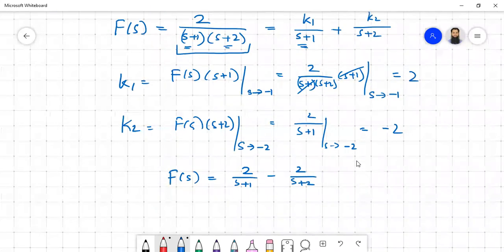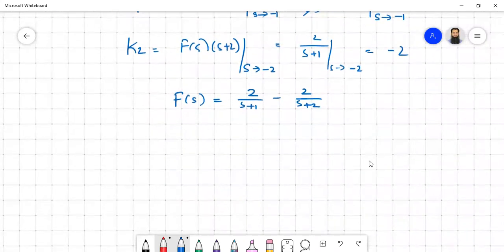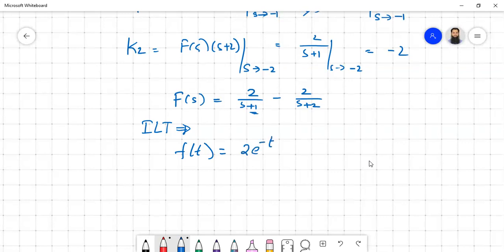This is the partial fraction that we are talking about, case 1. Now if you want to find out the time domain function, then you have to take the inverse Laplace transformation. The inverse Laplace transformation will give you f(t) equal to, you know what this is, nothing but the delay: 2 e to the power minus t u(t), minus 2 e to the power minus 2t u(t). And don't forget, there is always u(t).